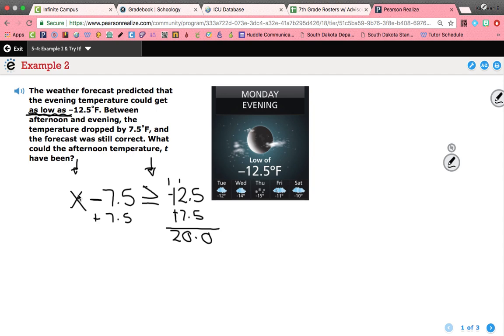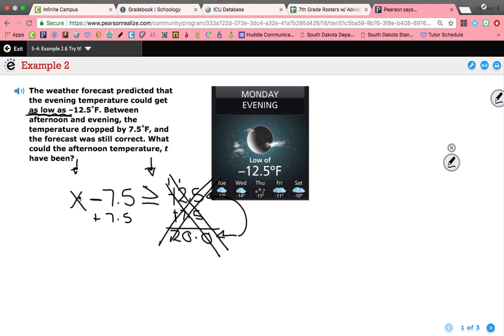Okay, so what happened here? Why, right? We said it can't get colder than negative 12.5, and negative 20 is definitely colder. So what did I do? What happened? Okay, well, I'm just adding, and I need to add it to a negative, which is the same as subtracting. So a little Wolverine on you there.